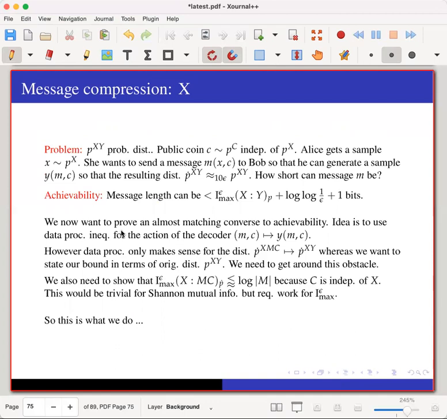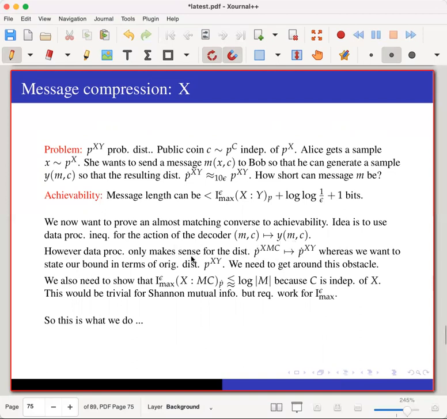So we want to prove an almost matching converse to achievability. The idea is to use the data processing inequality. The data processing inequality will be applied for the action of the decoder at Bob's end. Remember what the decoder Bob was doing? He was mapping the pair (m, c), the message and the coin, to his guess about y, which was this deterministic function y(m, c).